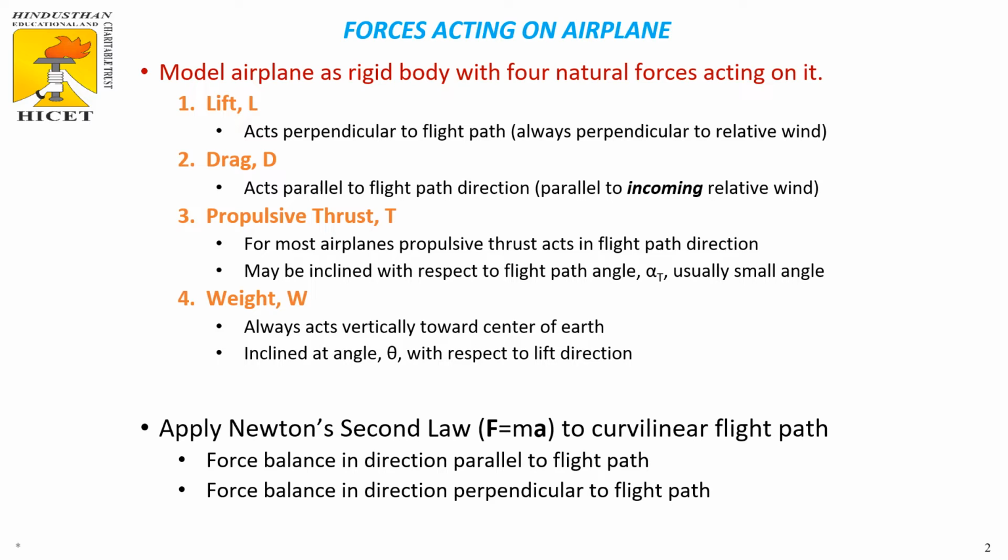So we are going to apply Newton's second law on the airplane, which is in a curvilinear flight path, so that we can derive our equation of motion. Before getting into that, we must understand what Newton's second law is. We call it the law of motion. In mathematical formulation, F is equal to mass into acceleration. F is the forces acting on the airplane, m is the mass of the airplane, and a is the acceleration of the airplane.